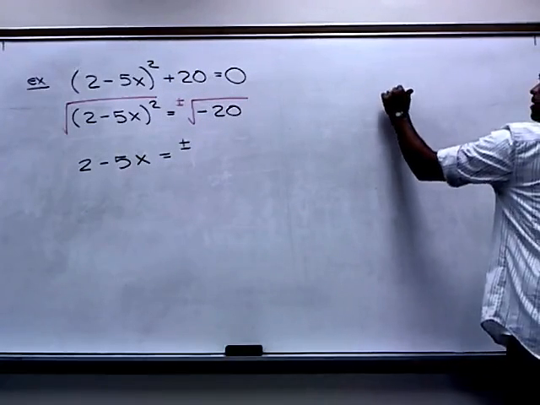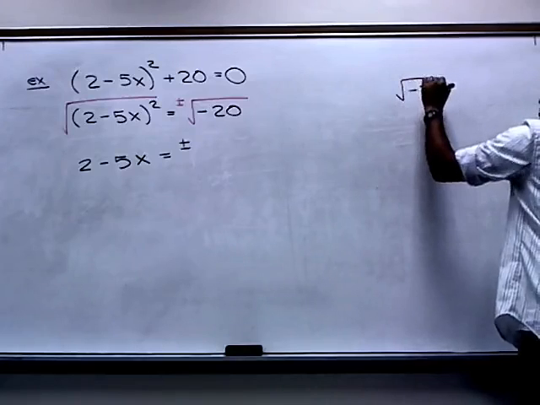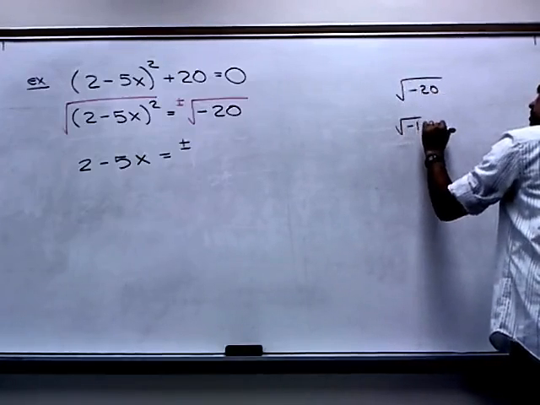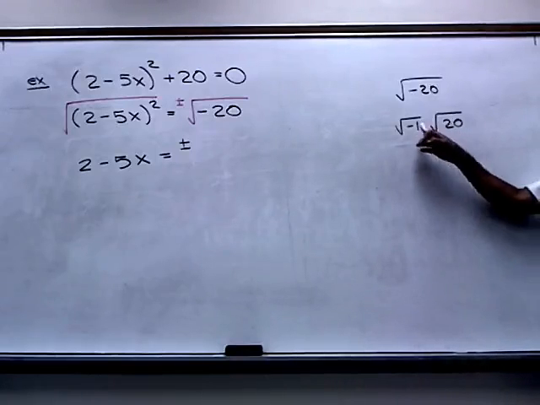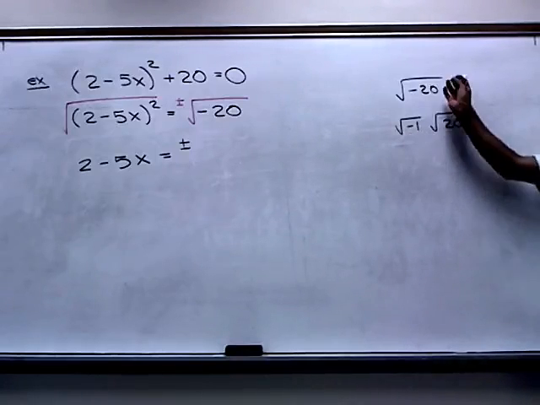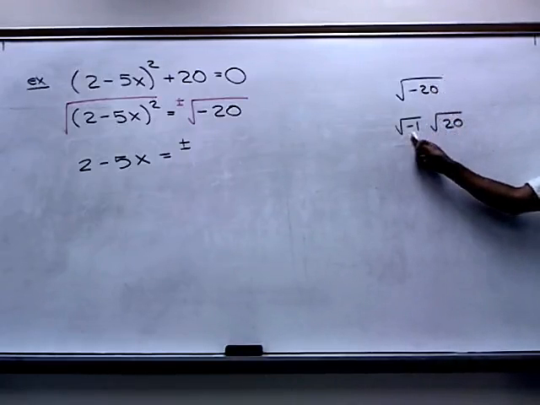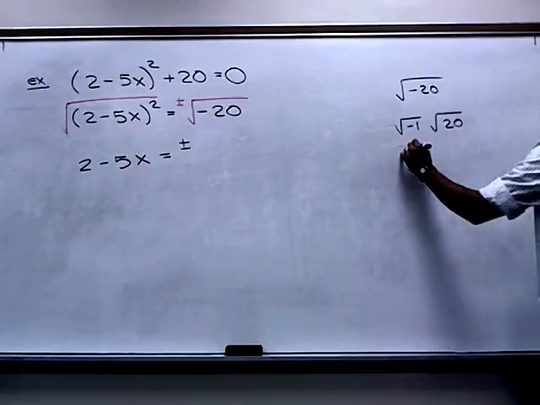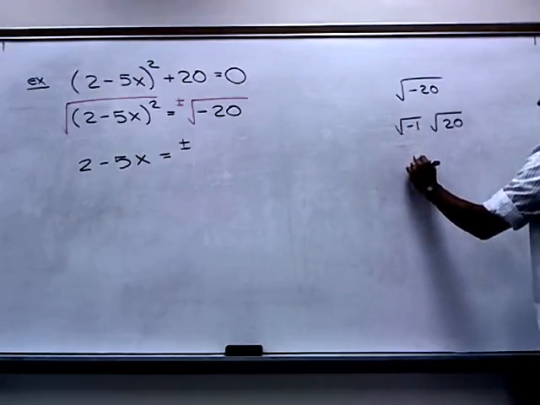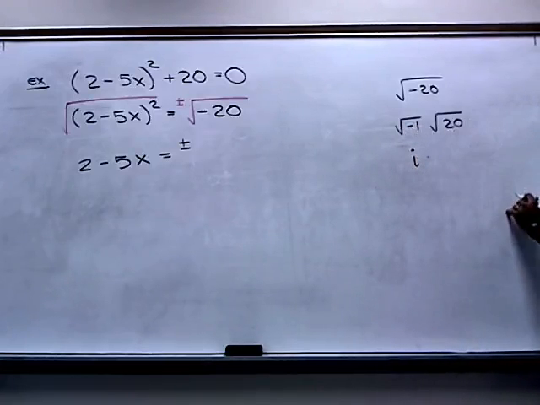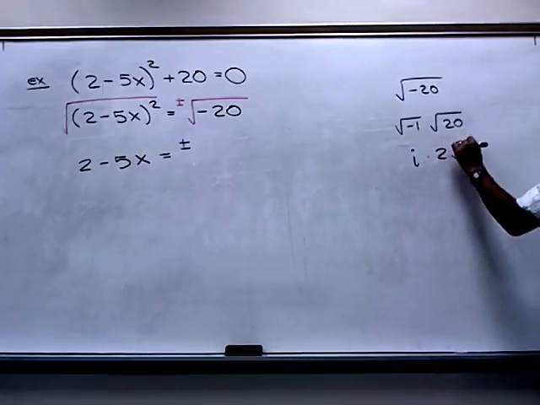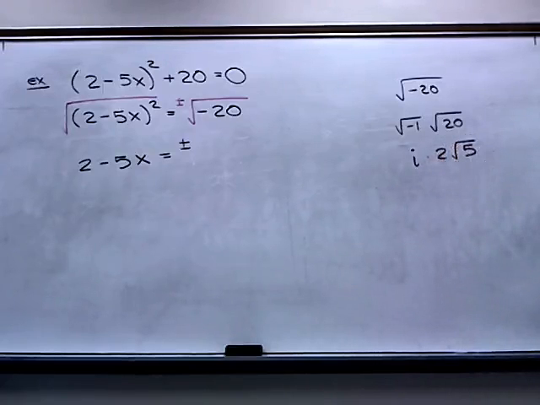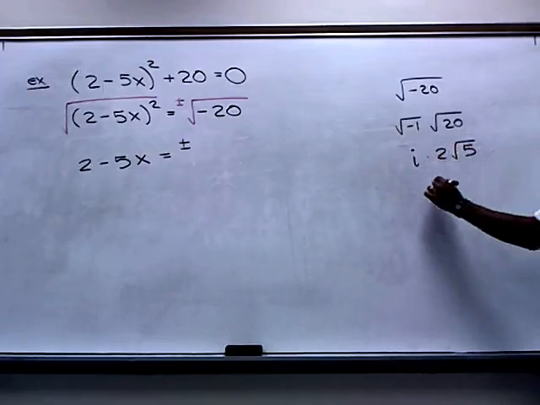Square root of negative 20. What you can do is break it up: square root of negative 1 times square root of 20, splitting the negative 20 into these. Square root of negative 1 is what? I. Then 20, you'd have to break that down: 4 and 5, square root of 4 is 2. So this becomes 2 root 5, and that's really 2i root 5.